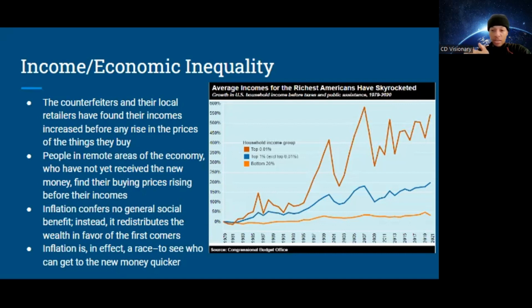That's why you see, like in this graph right here, the top 0.01% of the richest people in America versus the top 1% and the bottom 20%. That's how you see how income and economic inequality, that's the basis of it. The counterfeiters, they're pushing in the new money, and whoever can get to the new money basically wins over everybody.